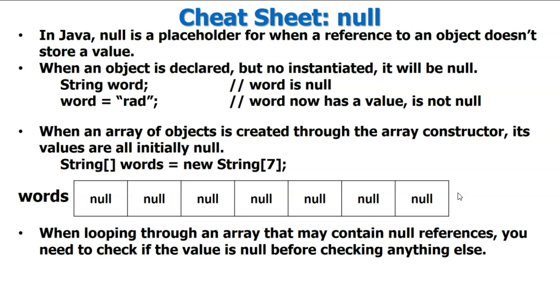So the big thing then is when looping through an array that may contain null references, you need to check if the value is null before checking anything else. In other words, you need to make sure that there's actually an object there before we try to start calling that object's methods.